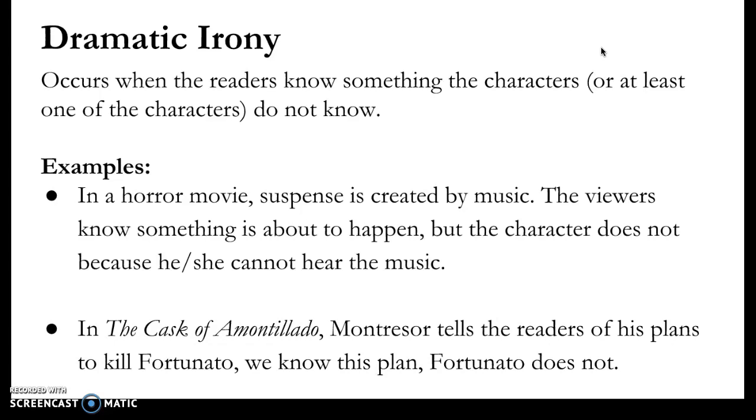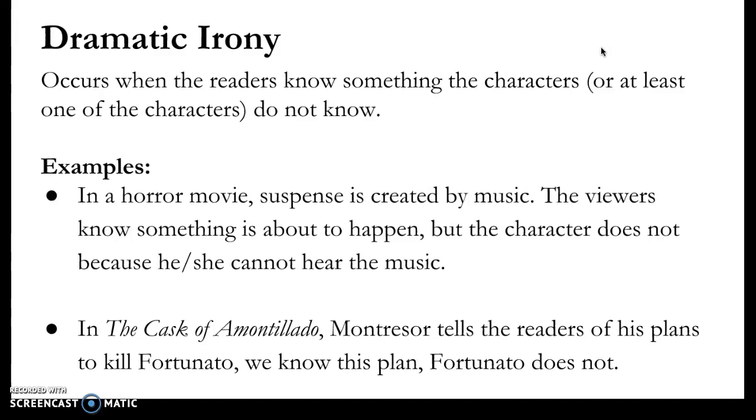So the examples that I have: in a horror movie, suspense is created, so like that kind of edge of your seat feeling is created by music. The viewers know something that's about to happen, but the character does not because he or she cannot hear the music. So thinking about reaching for that basement door handle and that creepy music that's always playing in the background to add the suspense is a good example of dramatic irony.